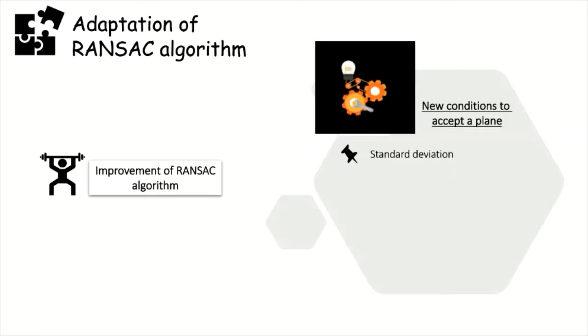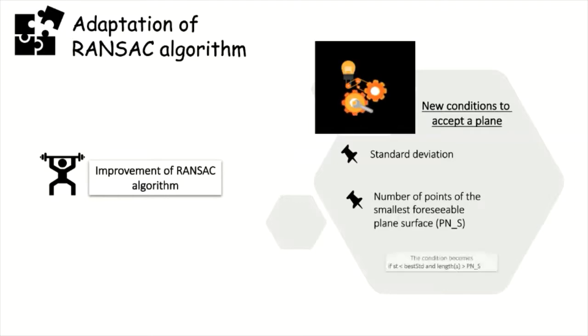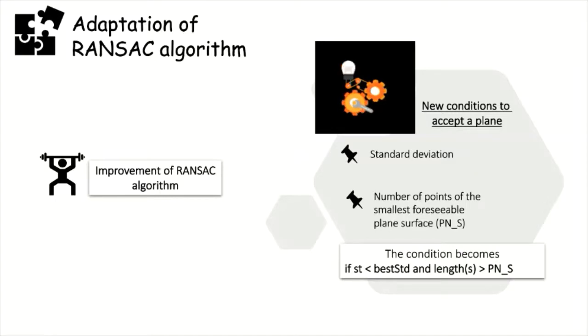But in spite of that, there is a chance of choosing a bad plane which does not represent a roof plane, but has a large number of points and large standard deviation. To solve this problem, a new threshold is introduced. This threshold is the number of points of the smallest foreseeable plane surface, and it is equal to the product of the smallest foreseeable plane surface and the point density. Then the condition equation becomes like this. This modification has increased the accuracy of RANSAC to 85%.